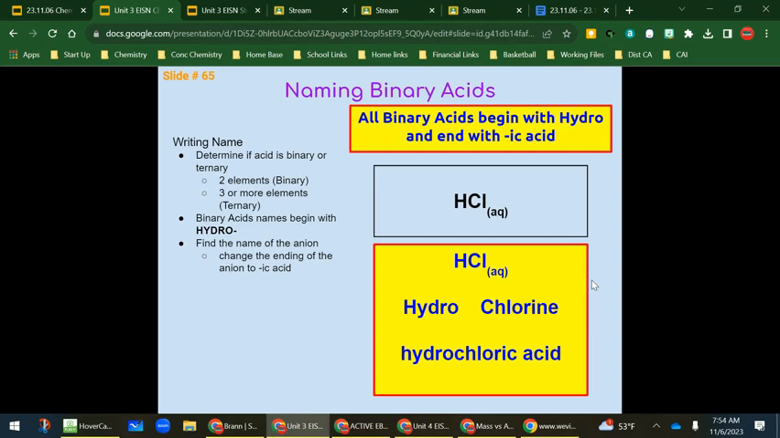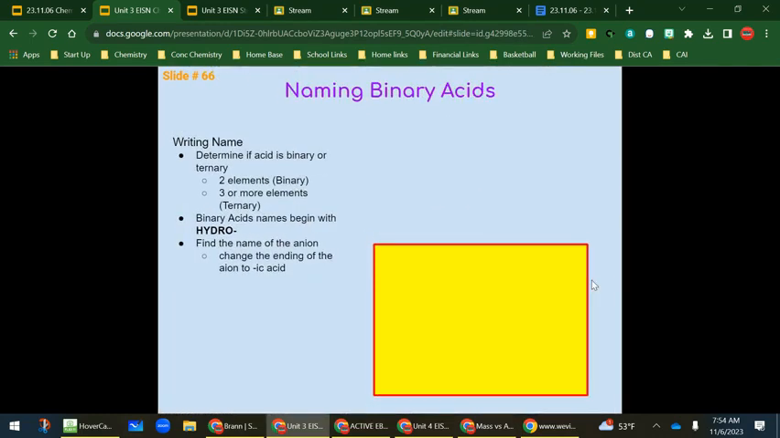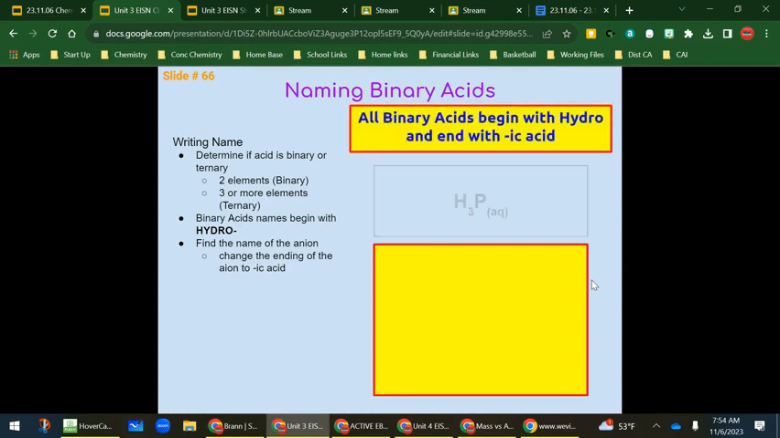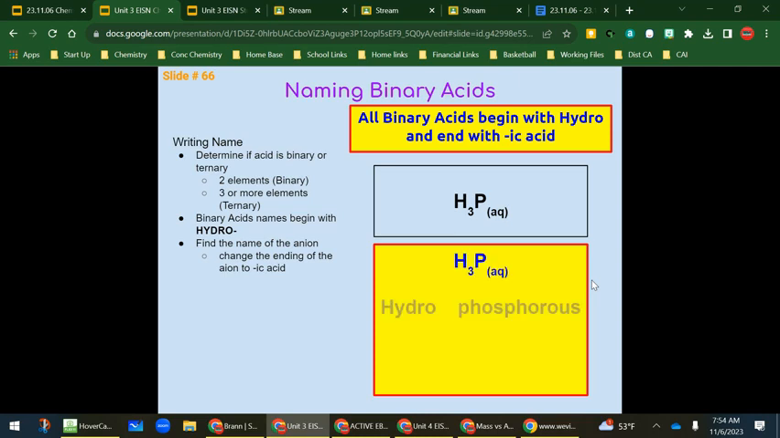Anyone need more time? Okay. So now we have H3P. What is P? Phosphorus. So what is the name of this acid going to begin with? Hydro. Hydro what? Hydrophosphoric acid. Hydro and phosphorus from the H and the P. Change the ending to ic acid.